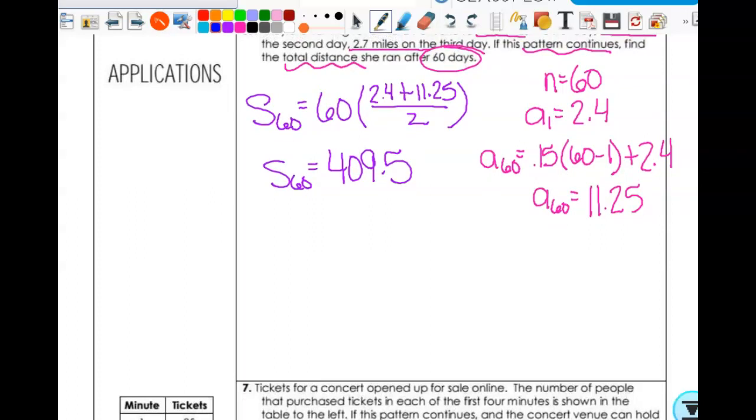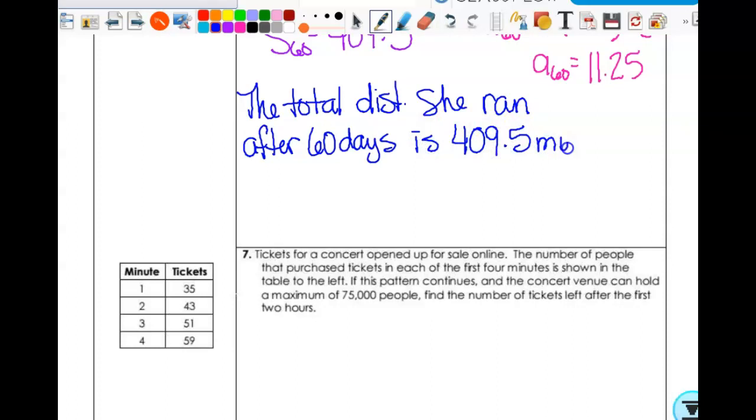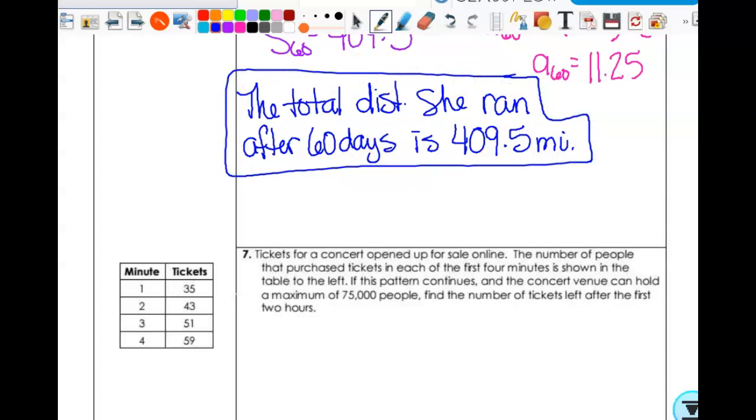It says, if this pattern continues, find the total distance she ran after 60 days. So I can just say the total distance, it's okay to abbreviate, she ran after 60 days is 409.5 miles. Okay.